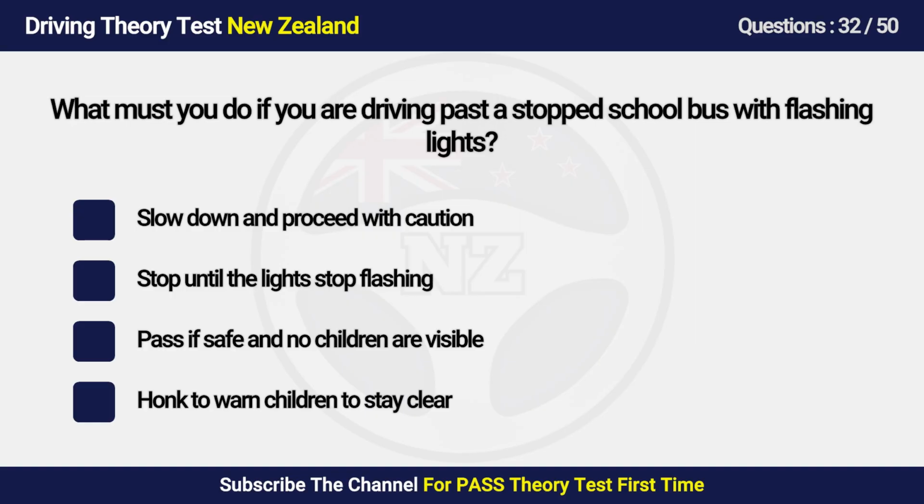A. Slow down and proceed with caution. B. Stop until the lights stop flashing. C. Pass if safe and no children are visible. D. Honk to warn children to stay clear.